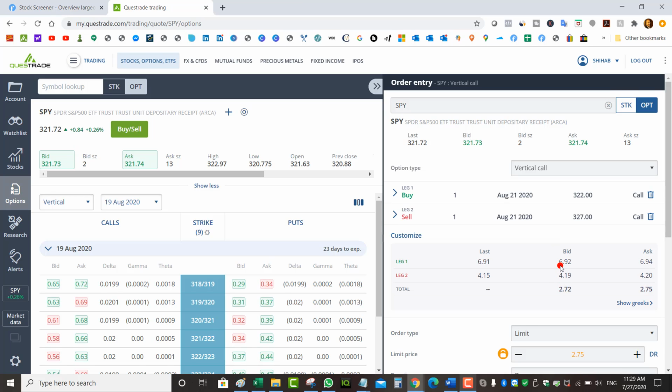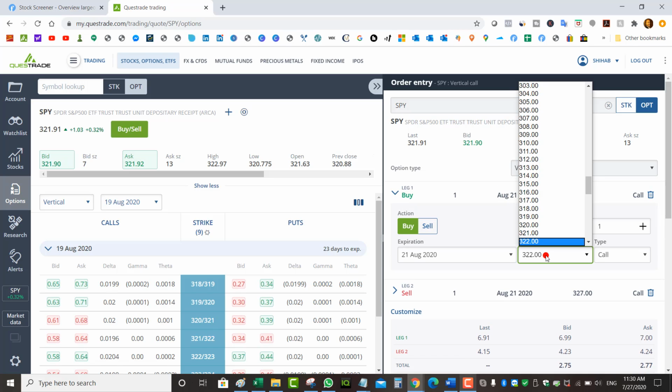But if you were to buy the call option alone and you paid $6.90, for you to start making money, SPY at expiration has to trade above 322 plus 691 for you to start making money. Anything below 322 plus 691, you start losing money. Your break-even zone is better when you have a debit spread.